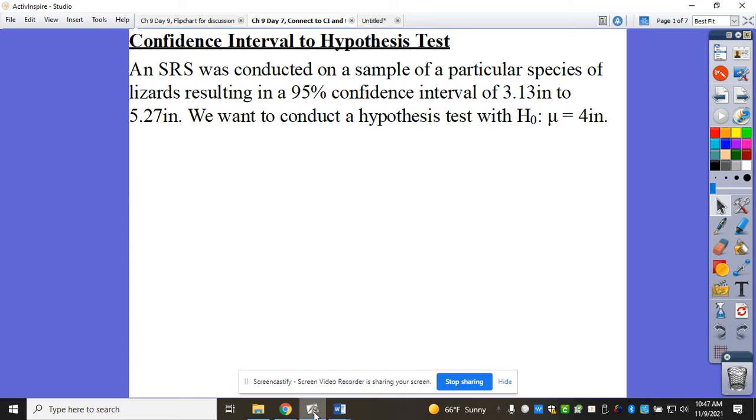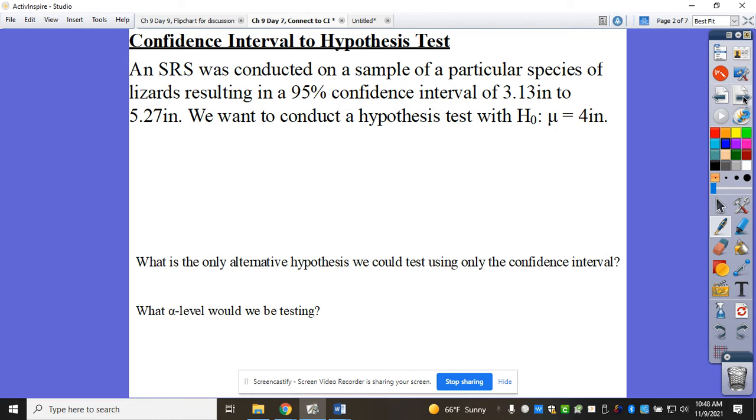A simple random sample is conducted on a sample of a particular species of lizards, resulting in a 95% confidence interval of 3.13 inches to 5.27 inches. So this is an interval, and we want to conduct a test, but all we have is a confidence interval. So let's draw what this would look like to us right now.